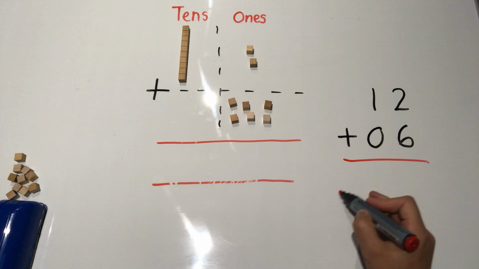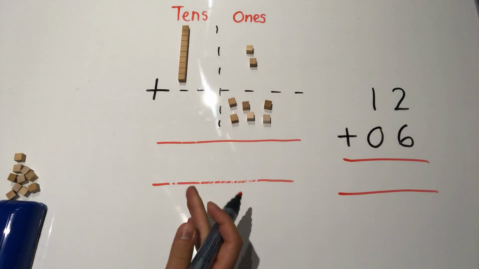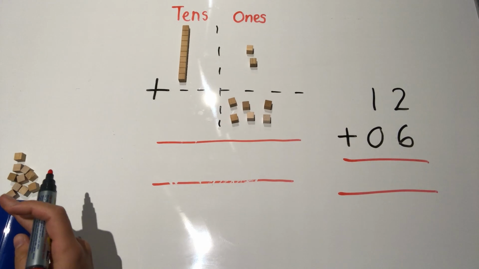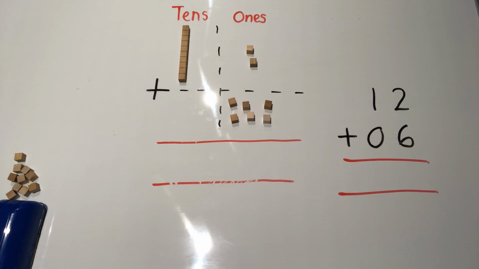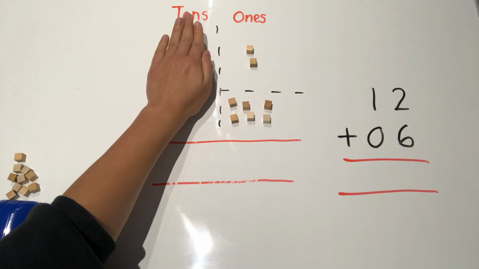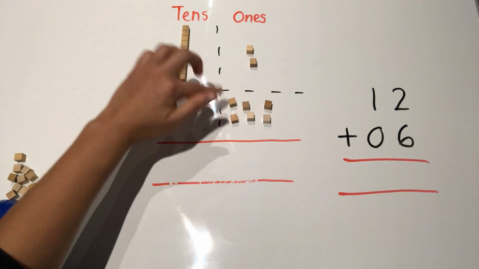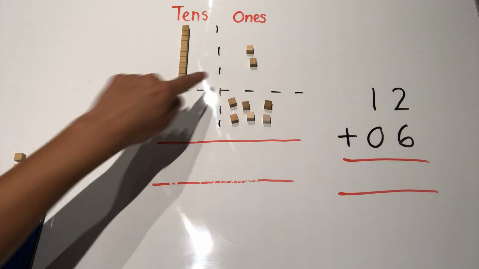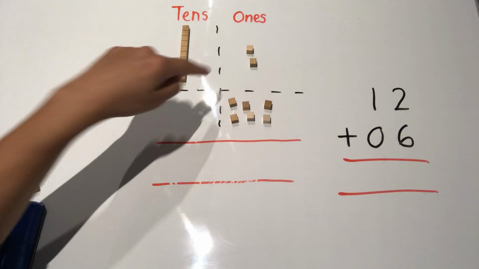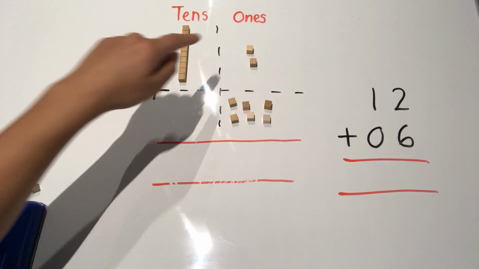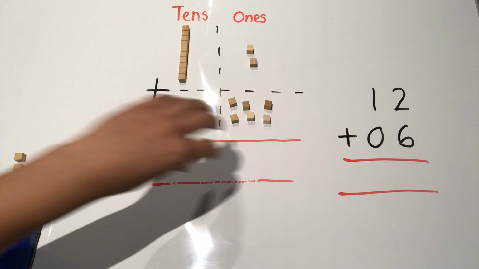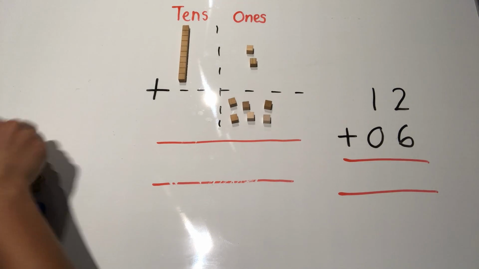So what we always do is we always start with adding the lowest value. So we always start from right to left. So we're going to add our ones column first. So we can forget about this 10, and we're just going to think about our 2 and our 6. So we think 2, add 6. So I'm going to start with 6 in my head, and I'm just going to count on 7, 8. So I just write that answer in line with my ones column.